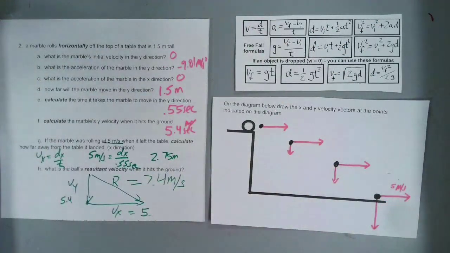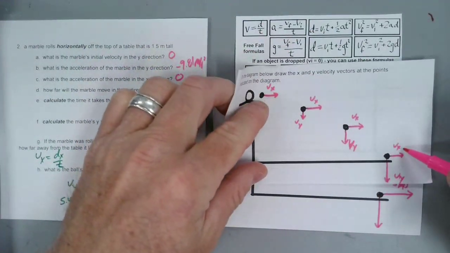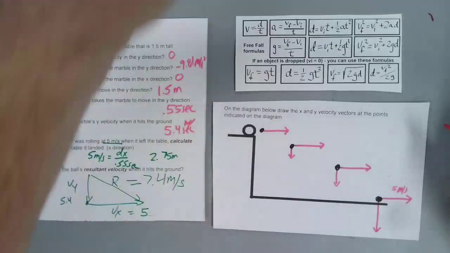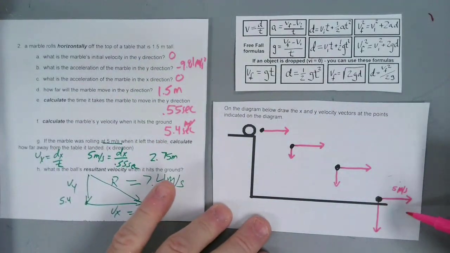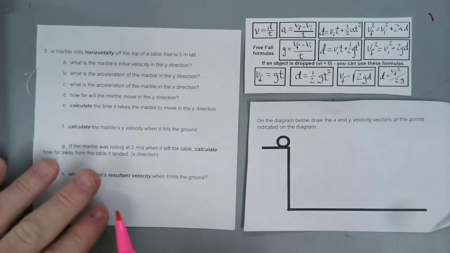Something like that. But notice in the first one, where the x velocity was 2, the y was a lot bigger than the x. Here, they're pretty close to the same number, so I'm going to make my arrows somewhat similarly sized. All right, now number 3.